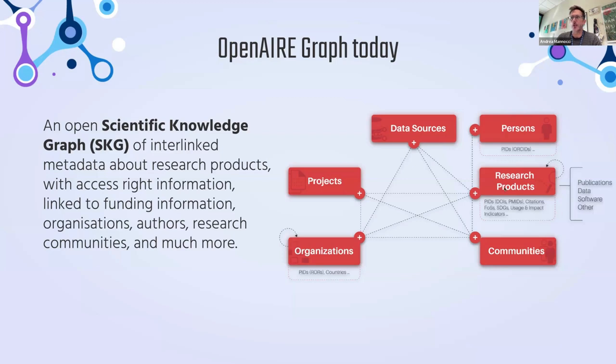And as I was saying, all the products are connected to persons, so who is authoring or contributing to the product in the making. Projects that possibly have funded the research stream, data sources from where the research products are collected, organizations that are involved or contributed to the making of that particular outcome, and communities as well.